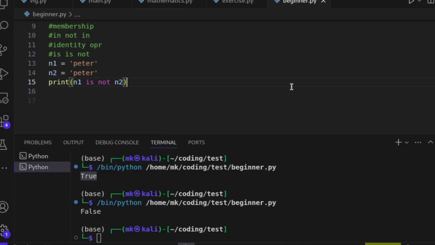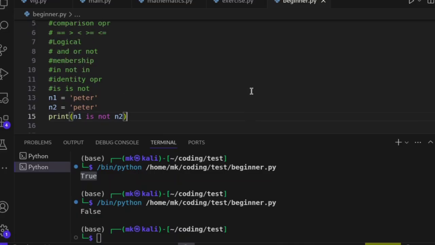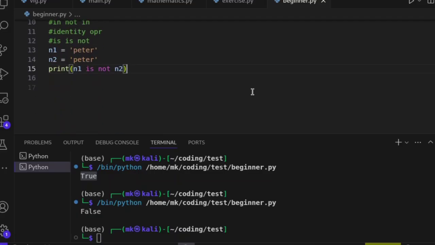So this is it, and this is the end of this operator lesson. Then we're going to meet in our next class where we're going to start learning about flow control. See you in our next class.